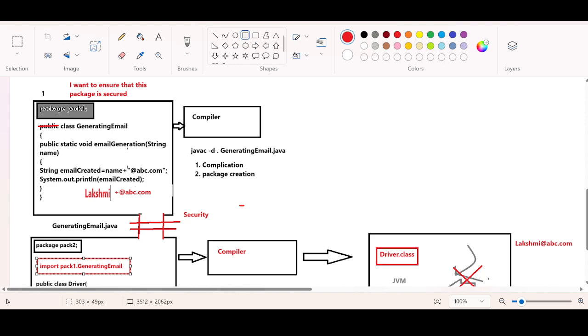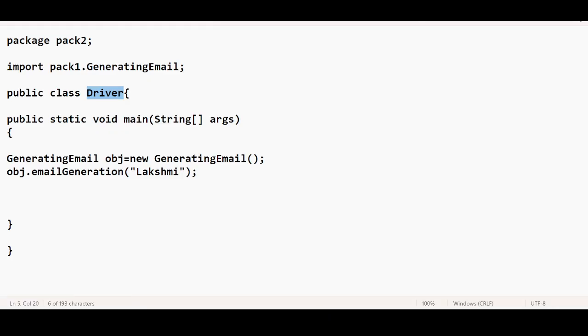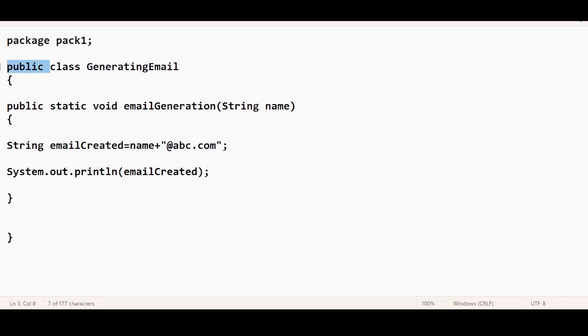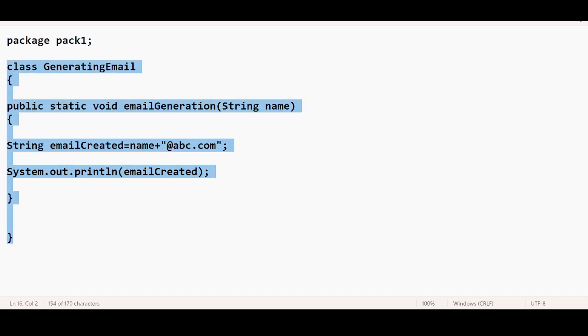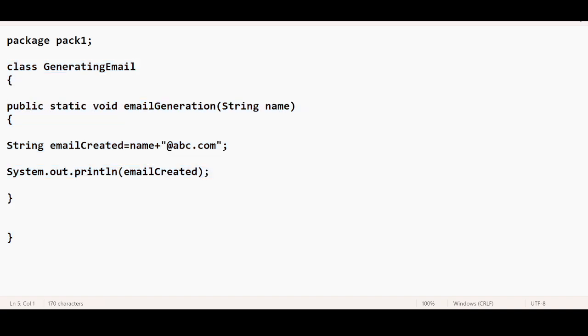What is the proof? Let me remove the access modifier of the email generation class. If I remove public, it means this is going to remain what? A kind of not private. It is going to remain independent. No one can access this from outside the package. Now let's see what will happen if someone tries to access it from outside the package.